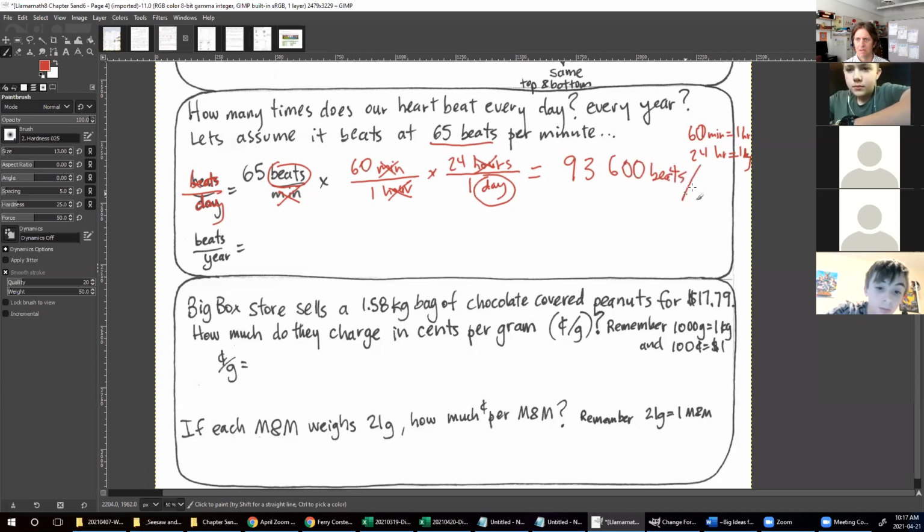beats per day. Now you guys are welcome to write this as a slash. A slash is typically something you can use as a fraction. If I really wanted to get geeky about it, I could do per day or per 1 day.